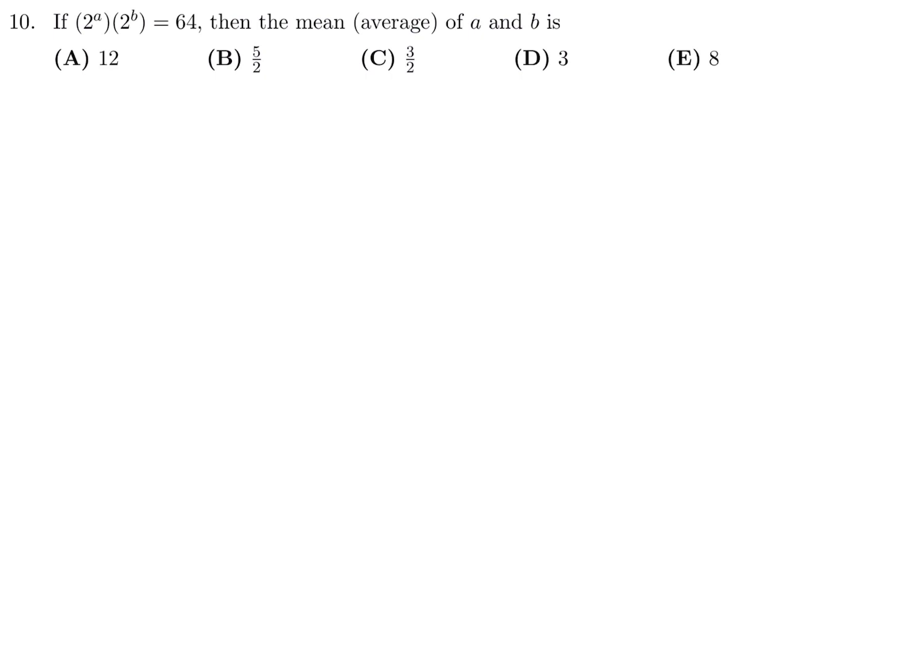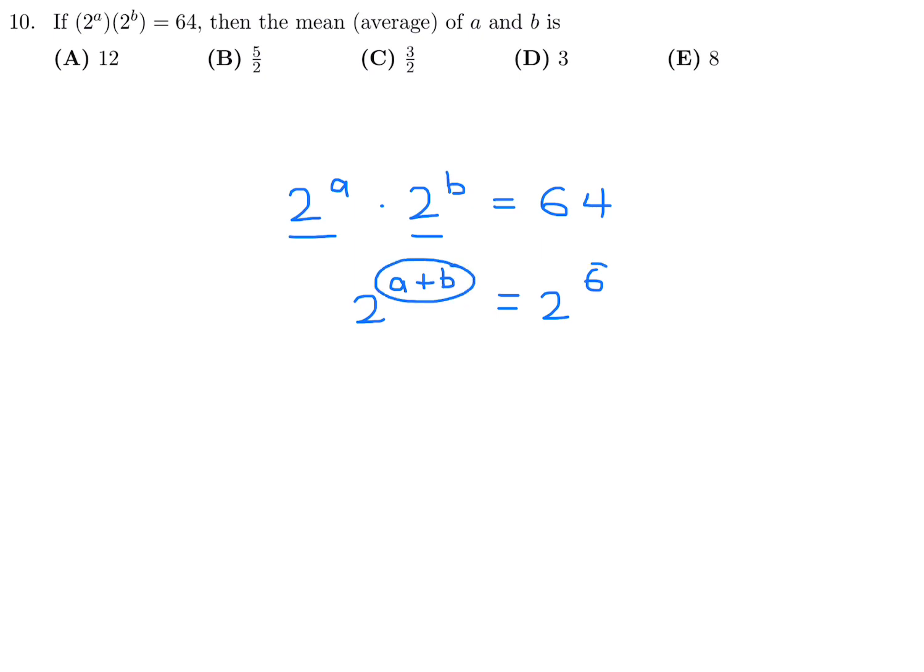If 2 to the power of A times 2 to the power of B is equal to 64, then the mean of A and B is. 2 to the power of A times 2 to the power of B is 64. Well, 64 is 2 to the power of 6. And because the bases are the same, you add the exponents, so it becomes 2 to the power of A plus B. Looking at both sides, the bases are the same, so the exponents must be equal. So that means A plus B is equal to 6.